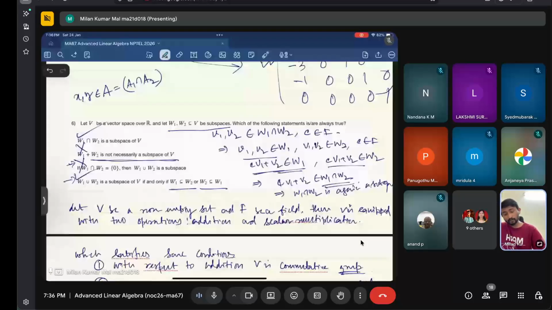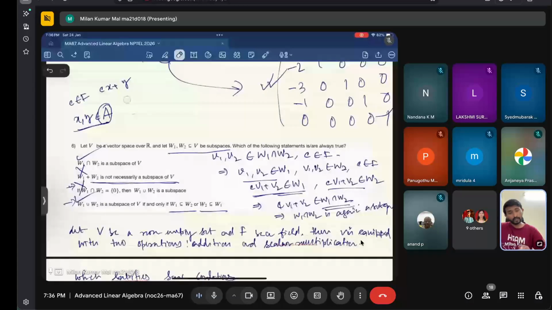Forget about whether A is actually A1 intersection A2 or not. A is a set. If you want to prove that A is a subspace, what you have to do is take two elements x and y from A and a scalar c from F, and you have to prove that cx plus y is again in A. This is what you have to prove. This is your target.